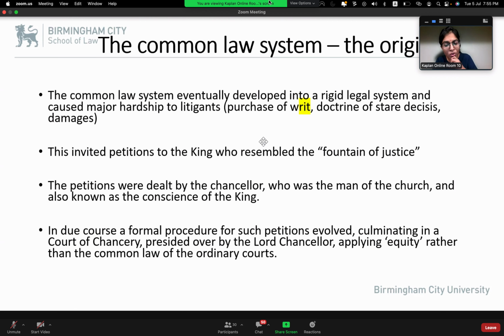So when there was no writ available, the system became so rigid, and the grievances were not addressed. The public's grievances are not addressed. Where can they go to? Go back to the king, because he's the leader. So I go back to the king and I want the king now to resolve my dispute. Therefore, the number of cases going to the king was beginning to increase.